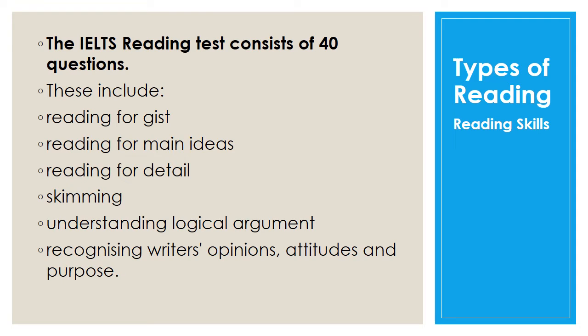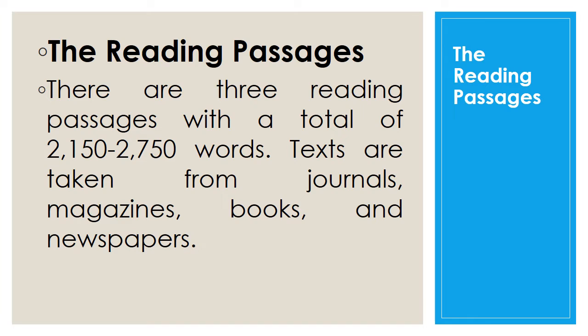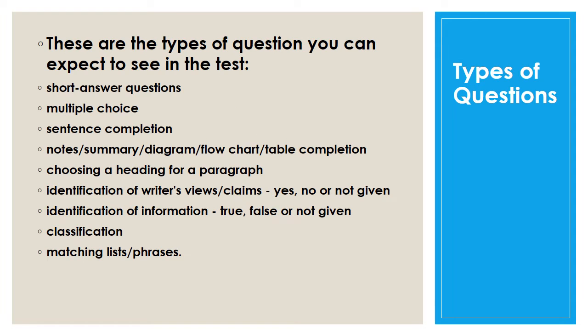For example, reading for gist means that we have to get the main idea, or reading for detail, skimming, only looking at the headline and subheadlines and the photographs or graphs maybe, understanding logical arguments and then recognizing writers' opinions. So I've told you before, basically there are three sections of reading, and these texts are taken from different journals, magazines, books, and newspapers.